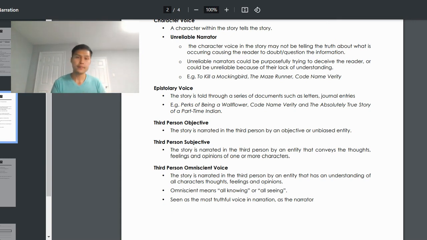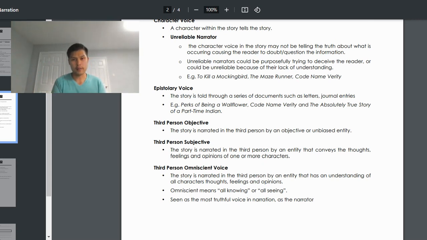Third person objective is when the story is told in the third person by an objective or unbiased entity, right? They observe things, saying that person is tall, that person is 5 foot whatever, right? 5'11". The idea is that they make very factual comments in the story.